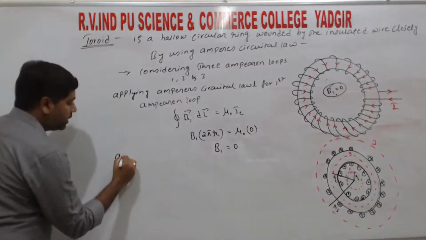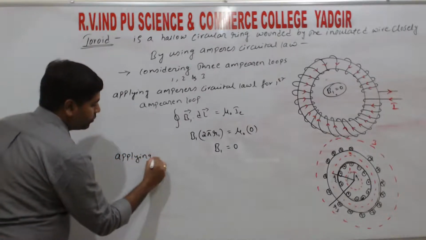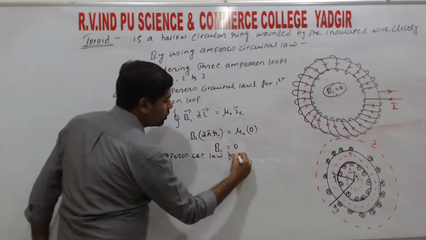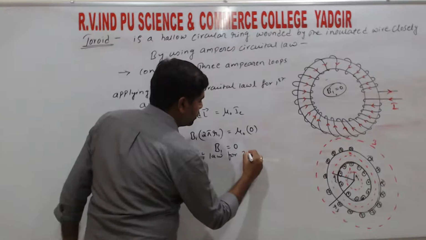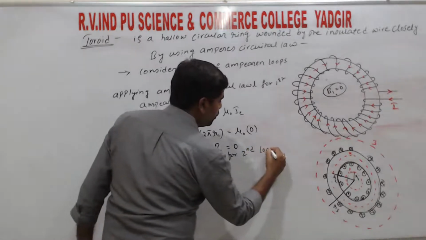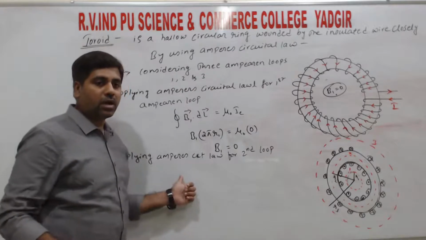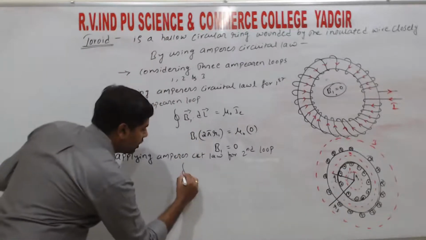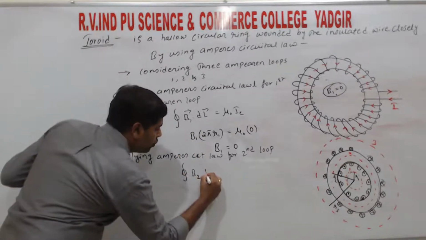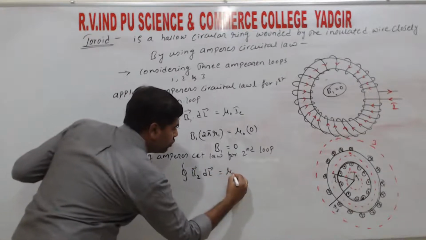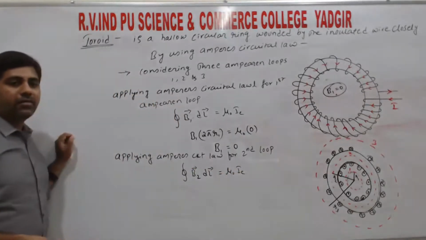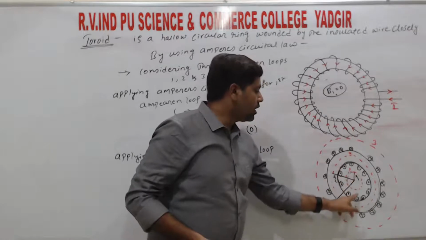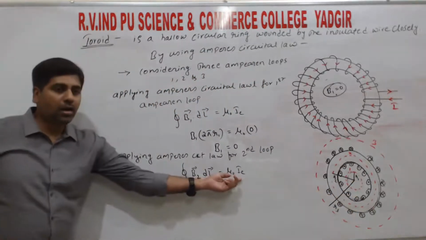So next, applying Ampere's circuital law for the second loop. So second loop, again by using the relation, the line integral of B2 dl is equal to mu naught IE. IE is the current which is enclosed in the circular surface. So IE represents how much current is there in this surface, right?